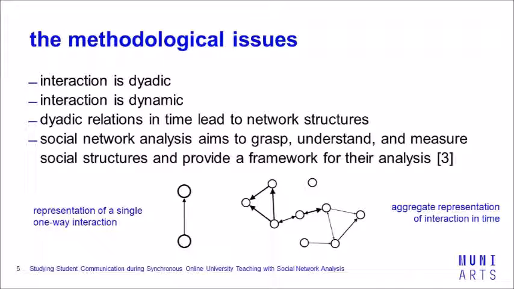Right, so let me now briefly talk about the methods that I used and explain why I used the methods I used. So first of all, we have this assumption that interaction is dyadic. What does this mean? It means that interaction is necessarily, from its nature, at least between two people or two actors. There's no interaction without at least two actors participating in the interaction. So that means it's dyadic. You cannot have an interaction with a single person.